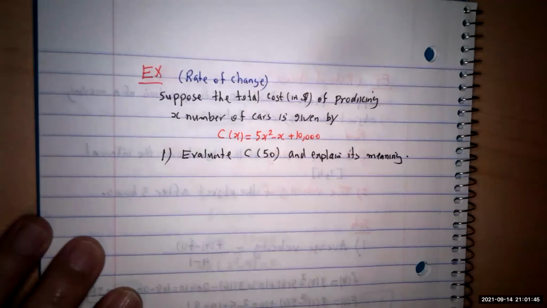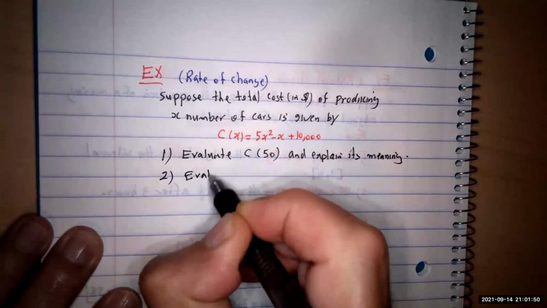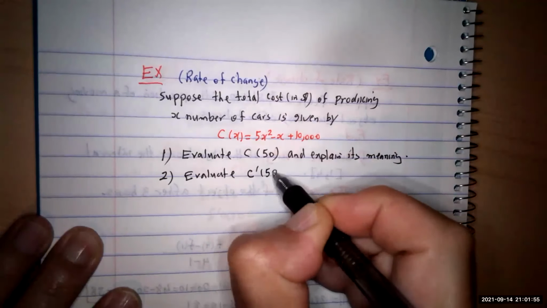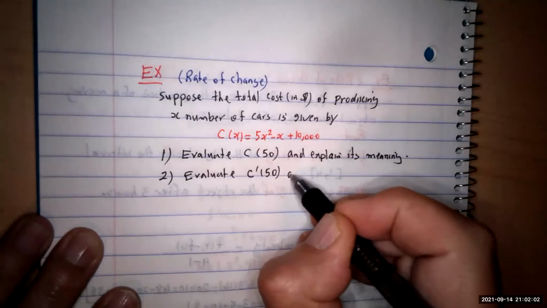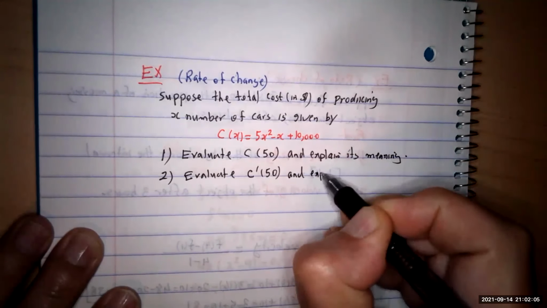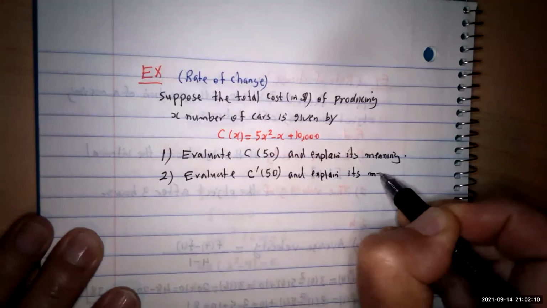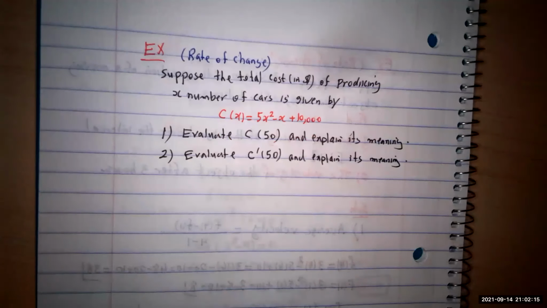The second part, we wanted to evaluate C prime of 50. They call it the marginal function, okay? But for the time being, we just go with C prime, and then again explain its meaning. Then, for C of 50 and C prime of 50, tell us what's the difference between the first one and the second one.